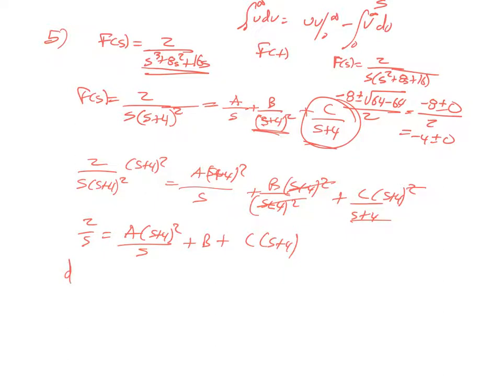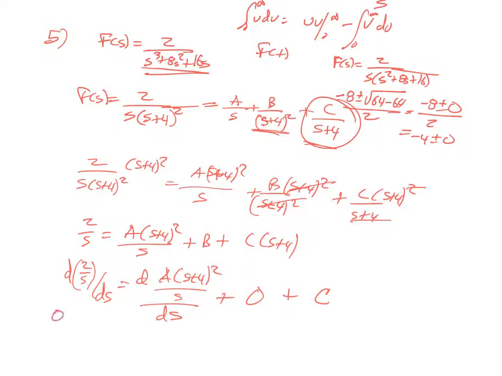So if I take the derivative of 2 over s with respect to s, take the derivative of a s plus 4 squared over s with respect to s. What's the derivative of b with respect to s? 0, right? It's a derivative of a constant. What's the derivative of c times s plus 4? Just c, right? So when I take the derivative of this, it's the derivative of the numerator times the denominator minus the derivative. So we go 0 times s minus 2 times 1, all over s squared. That's the derivative of this one.